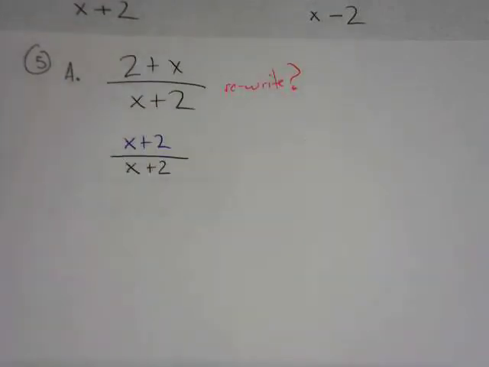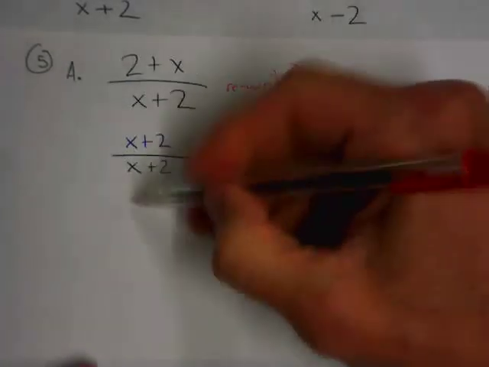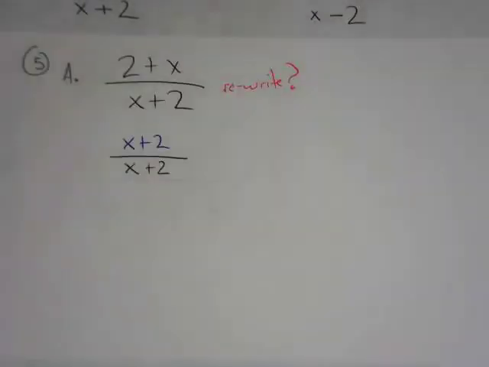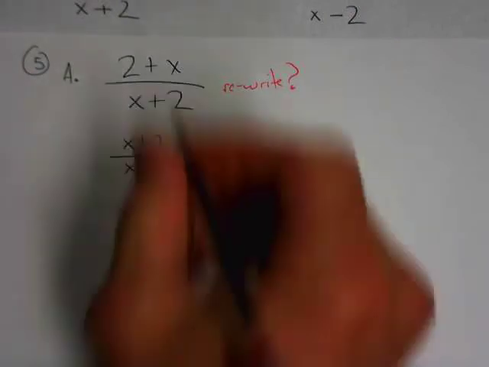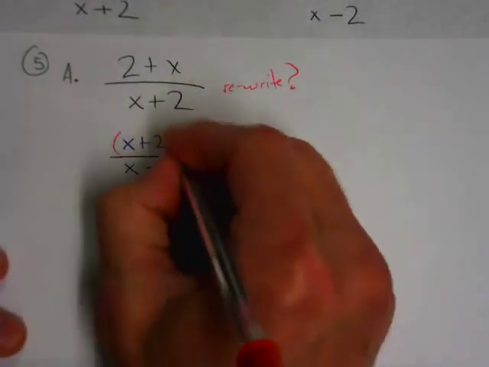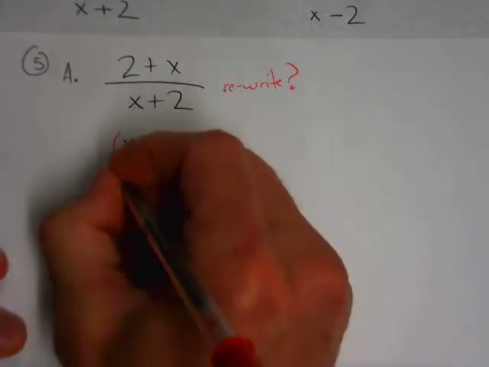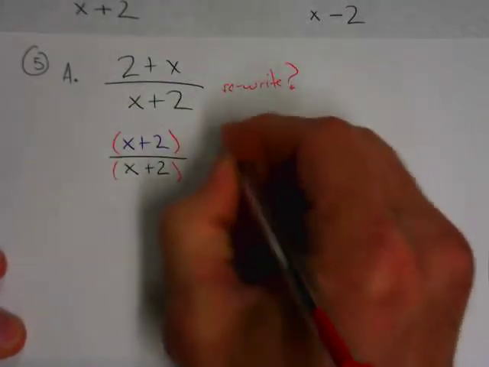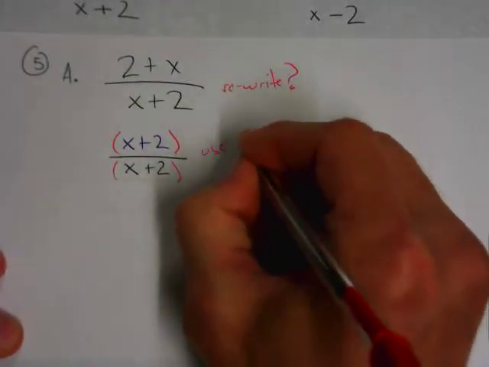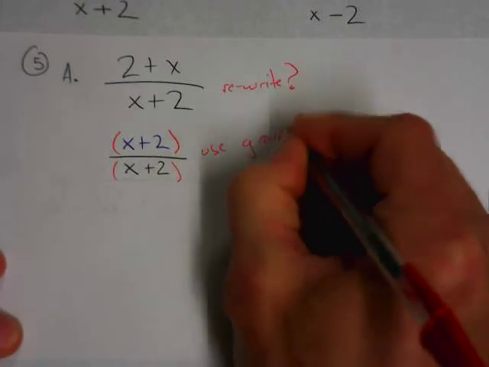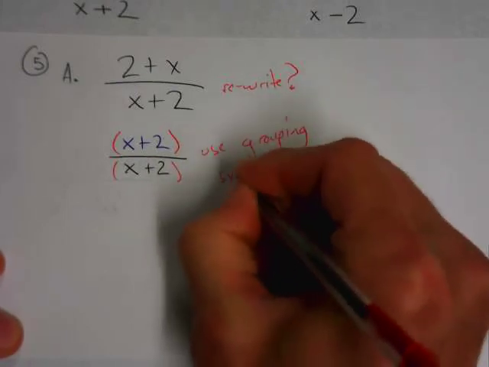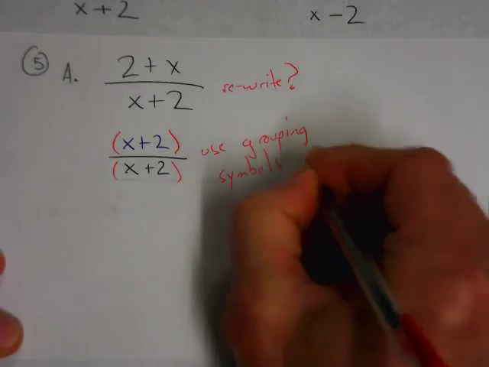Okay, so now we're looking at actually the same thing. But remember, we cannot cancel this way. We don't cancel that way, okay? Because that would end up with 2. What we can do is see the numerator as a whole and see the denominator as a whole, okay? So we're going to use grouping symbols to see the whole. And that is a pretty big note. We use grouping symbols to see the whole.